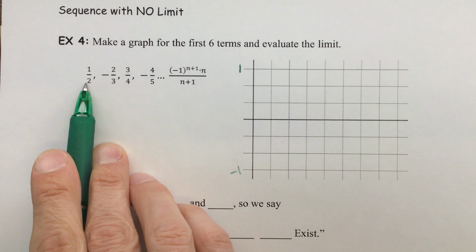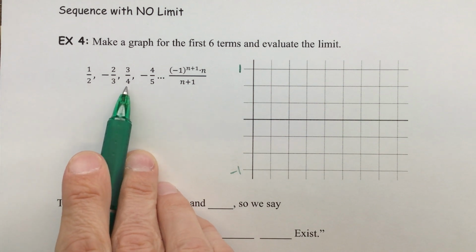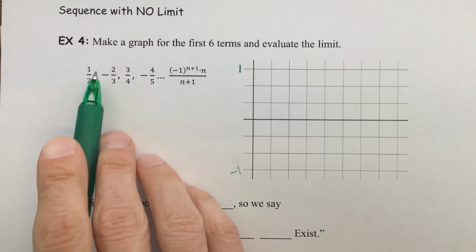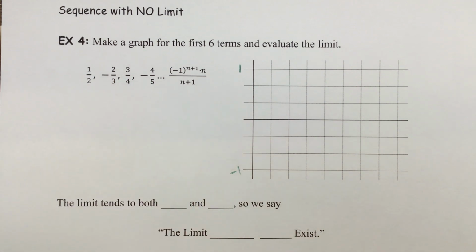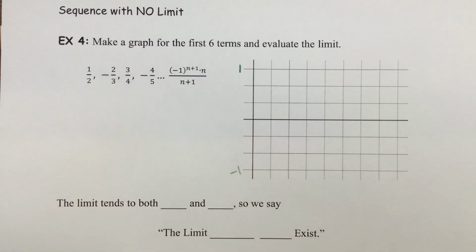We've got 1/2, which switches to a negative 2/3, switches to a positive 3/4, to a negative 4/5. So we're alternating between positive and negative. In addition to that, the numerator is increasing, and so is the denominator. They're both increasing. You can even describe it this way: the top is 1 less than the bottom. But regardless, let's go ahead and graph it and see what happens, because this is not going to have a limit. It's not going to have one.